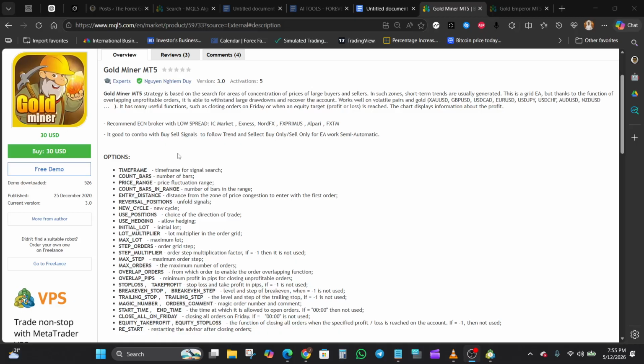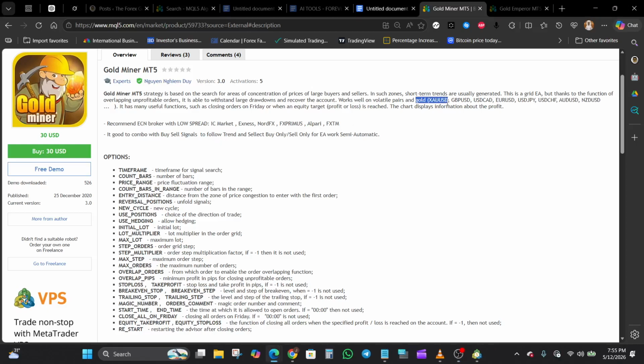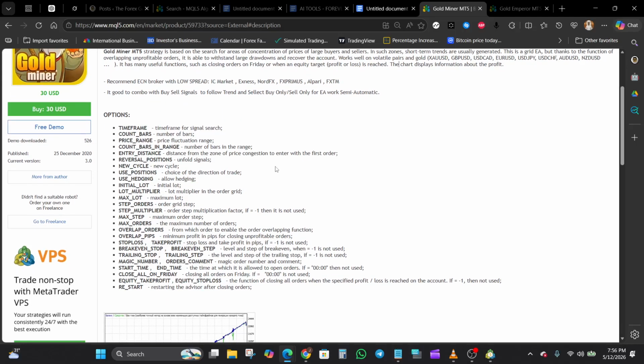The developer mentions that the EA works well on volatile symbols including gold or XAU USD. Then we also have GBP USD, USD CAD, EUR USD, USD JPY, USD CHF, AUD USD, NZD USD, amongst others. As I scroll through the page here, the overall concept behind the EA is based on detecting zones of price congestion where short-term trends can potentially develop.